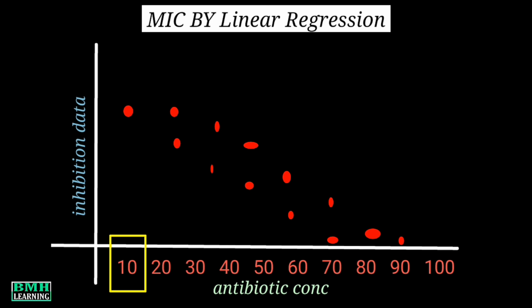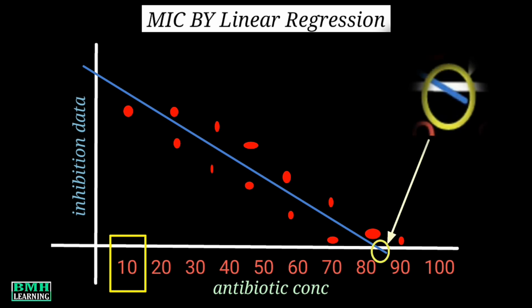Now, by looking at these dots, you can say there is some kind of linear relationship. That is, a linear trend line can be drawn. Now, the point at which the trend line meets the x-axis is the estimated MIC of the antibiotic used. Let's assume the estimated MIC is 85 microgram per ml.